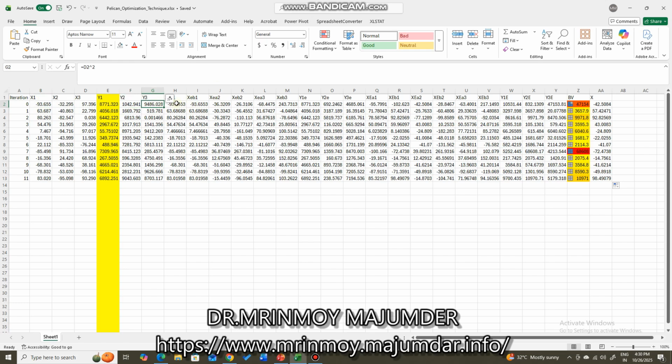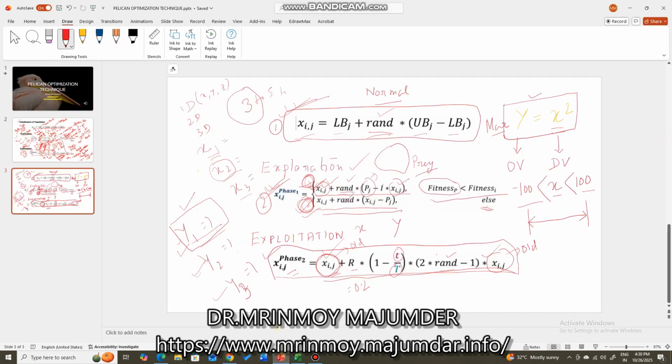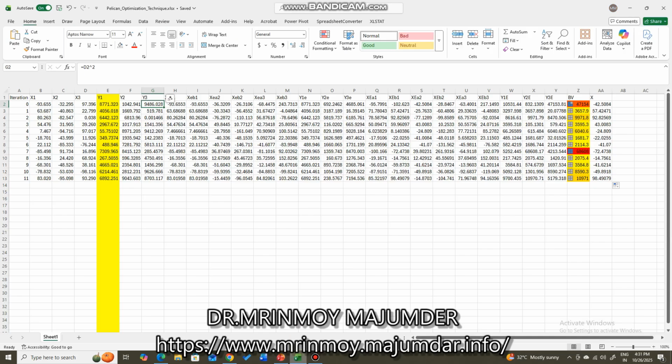Now let us come to the exploration phase. In the case of Excel, I don't know which y will be greater than which y. I do not know that currently. So I have to use both equation 1 and equation 2 to generate the value of x and then to generate the value of y, because I do not know which y is better, whether the prey y is better or our agent y is better.